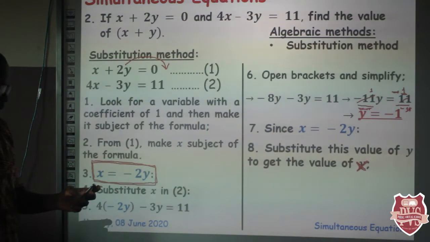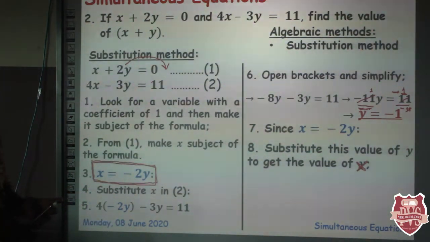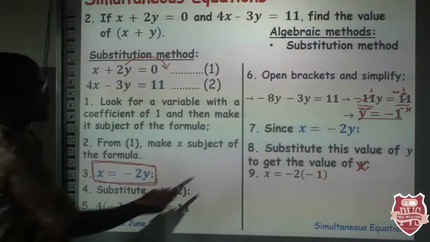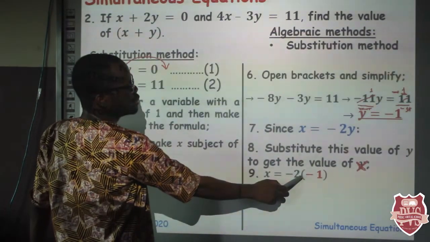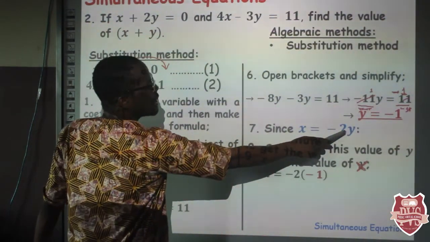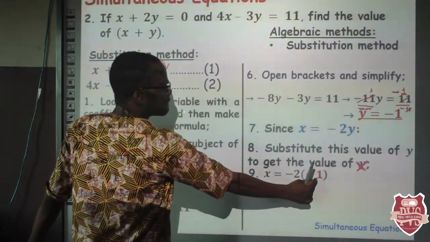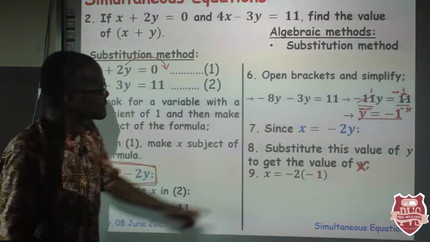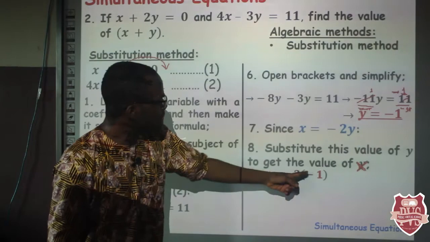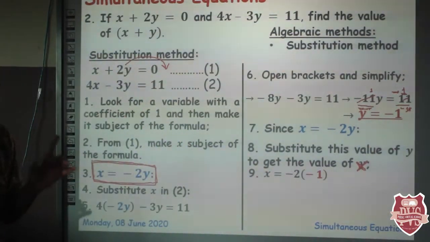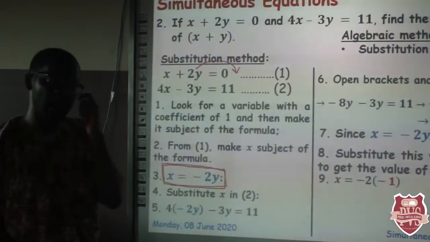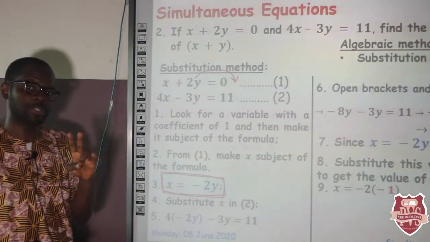Now when you do that, x will be minus 2, y. The y will be replaced with the minus 1, which is the value we've just had for y. So x will be minus 2 times minus 1. Remember, minus times minus gives you plus.